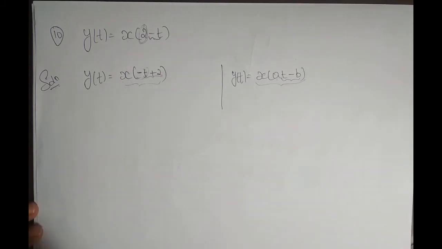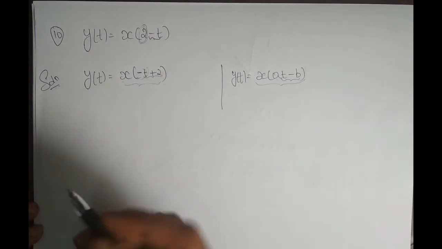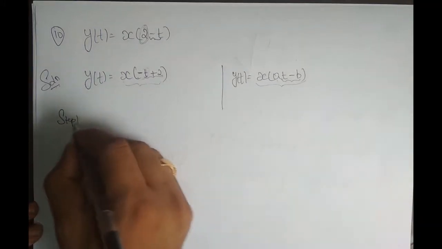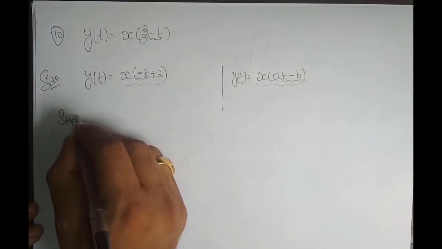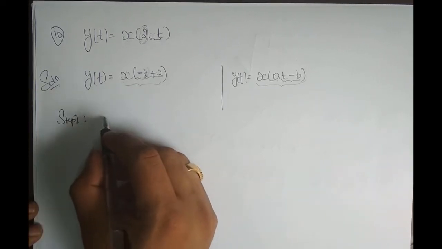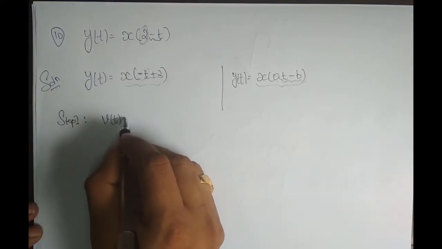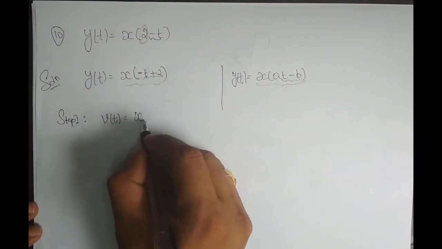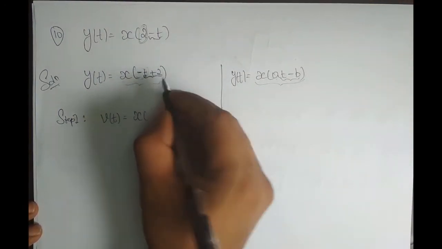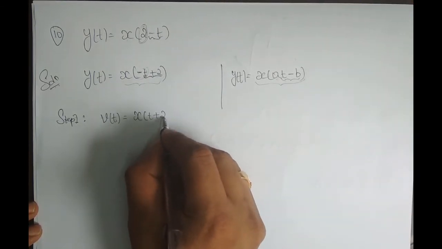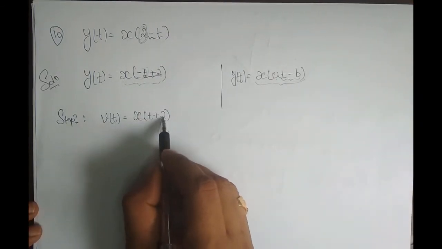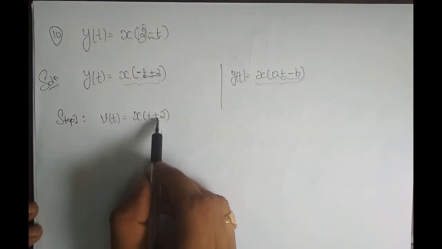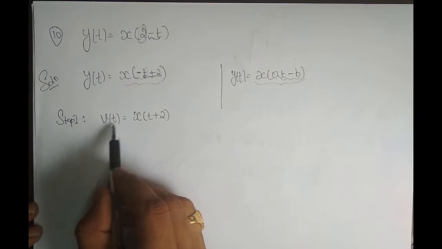So if this involves the precedence rule, then what is the first thing I need to do? First, step 1, I have to sketch an intermediate signal which involves only the time shift operation. What is the time shift operation here? t plus 2, right? Whenever you are doing the time shift operation, ignore the scaling part, whatever it is. I just want x of t plus 2, which is v of t.